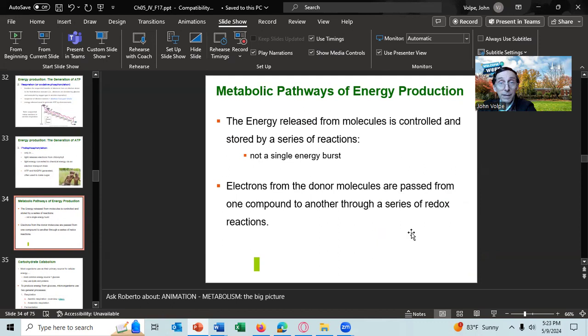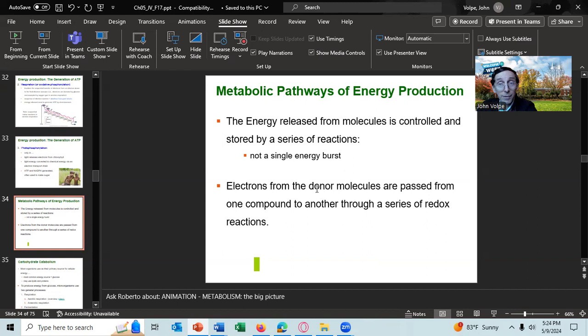So in energy production, the energy is released from molecules in controlled ways and stored by a series of reactions. The energy is not released in a single energy burst, because if that happened with glucose releasing all of its energy at one time, that would fry the cell. No question about it. In fact, that would turn the cell into char. That's how much energy would be released.